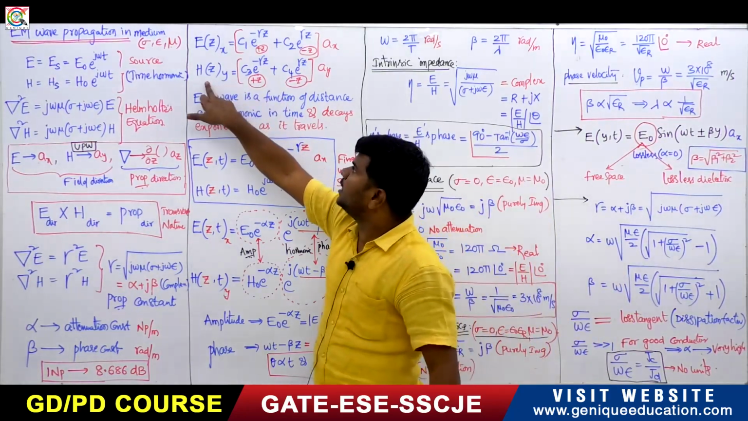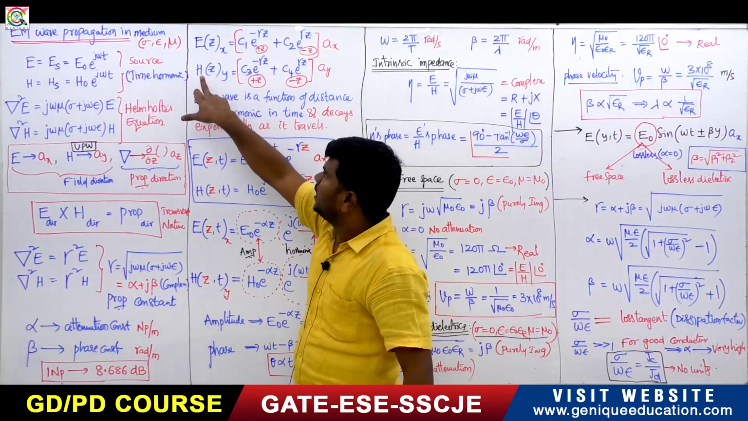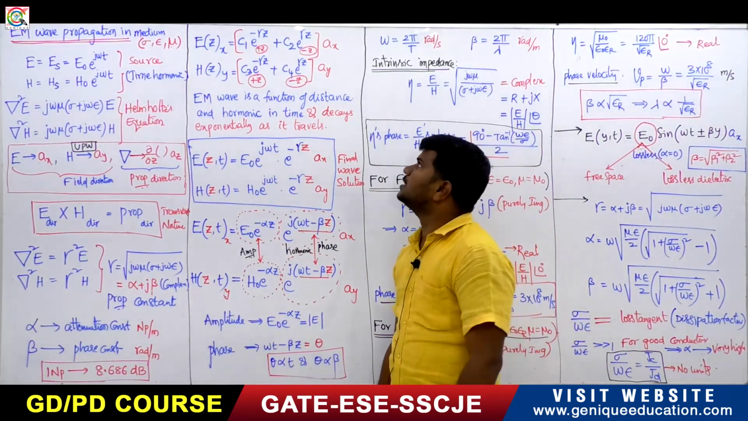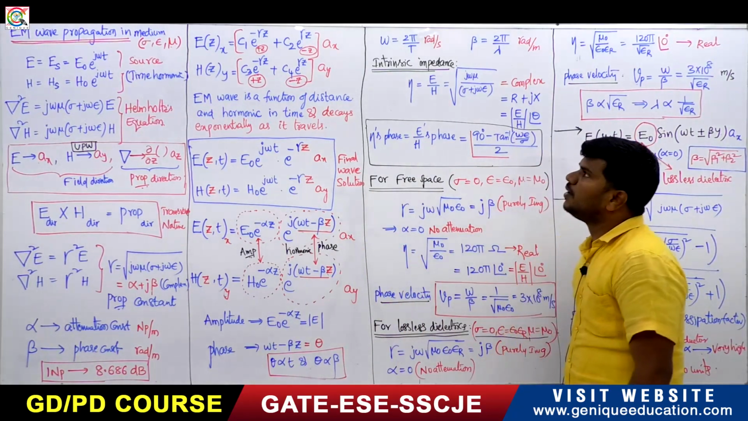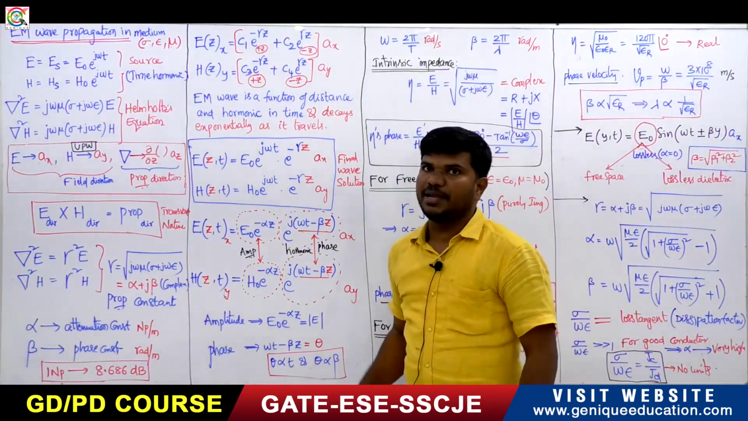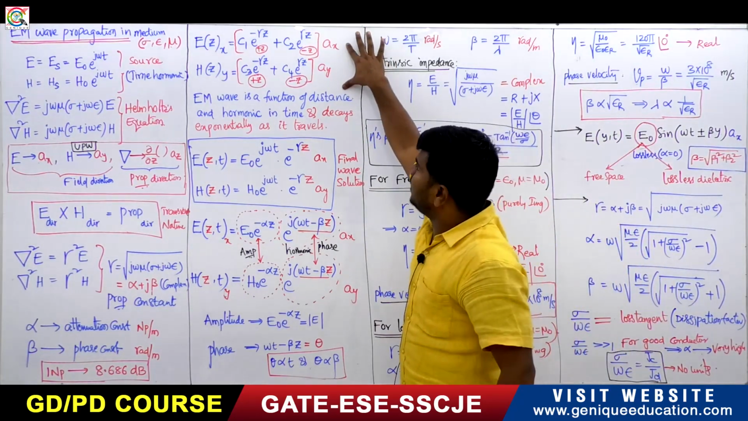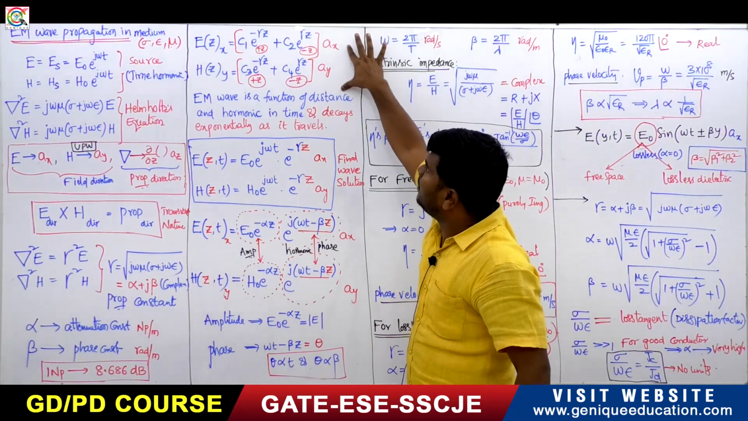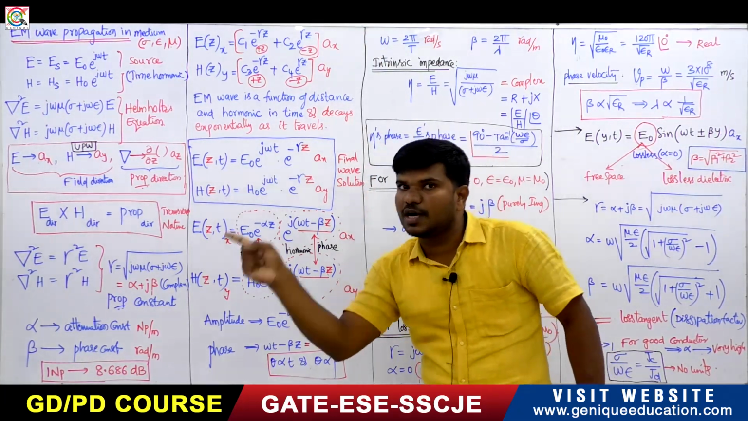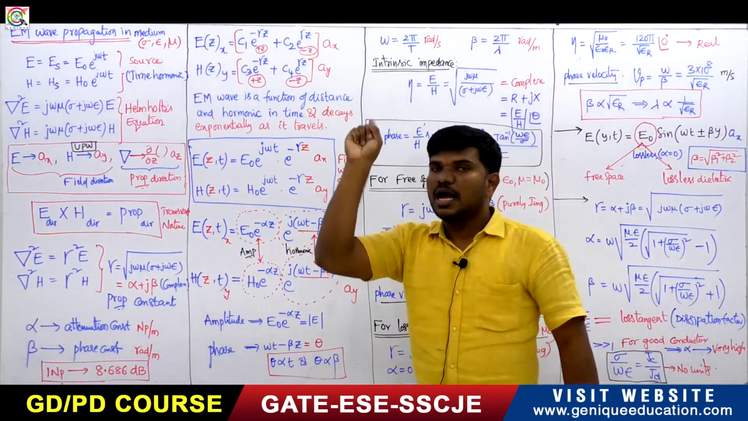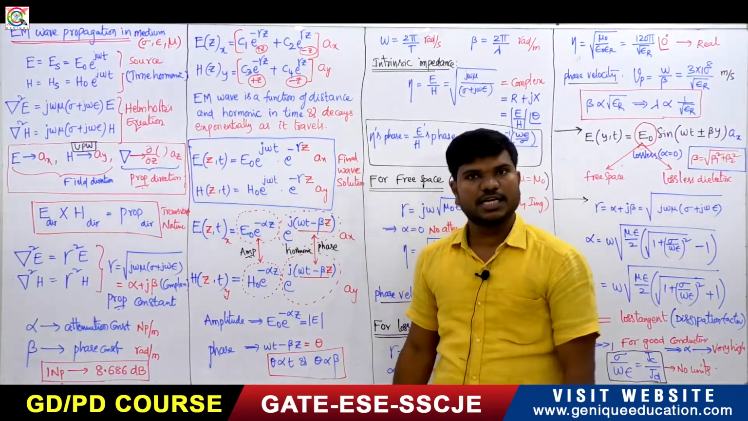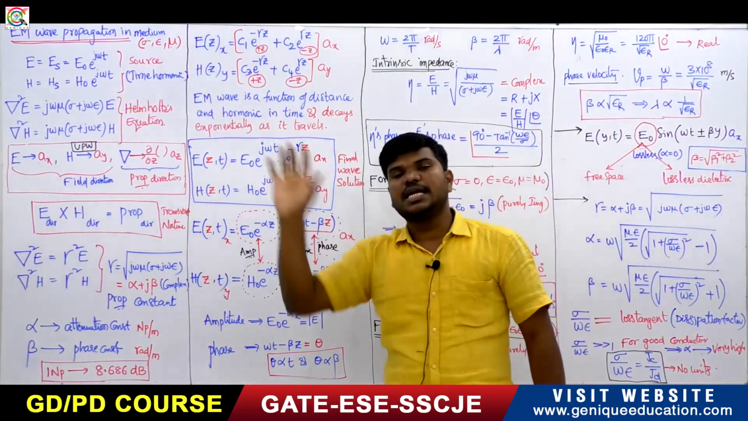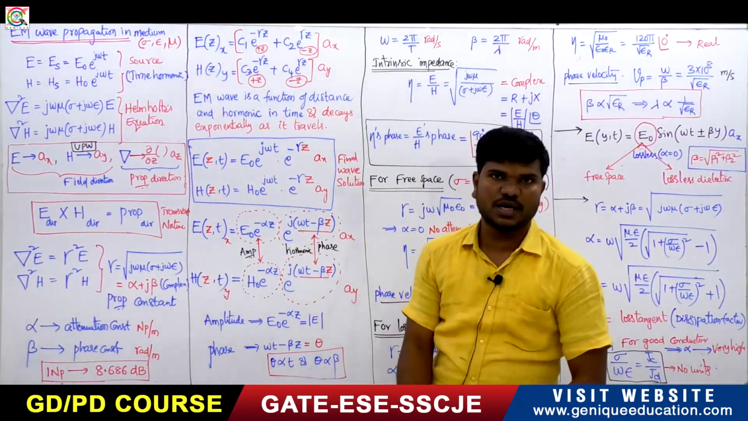Similarly, H of z suffix y is equal to C3 e power minus gamma z plus C4 e power plus gamma z into ay. Why have I written this? Because I have considered the uniform plane wave. In a uniform plane wave the electric field is in one direction, the magnetic field is exactly perpendicular to the electric field direction, and the propagation direction will be the z direction. That is the point you have to understand.